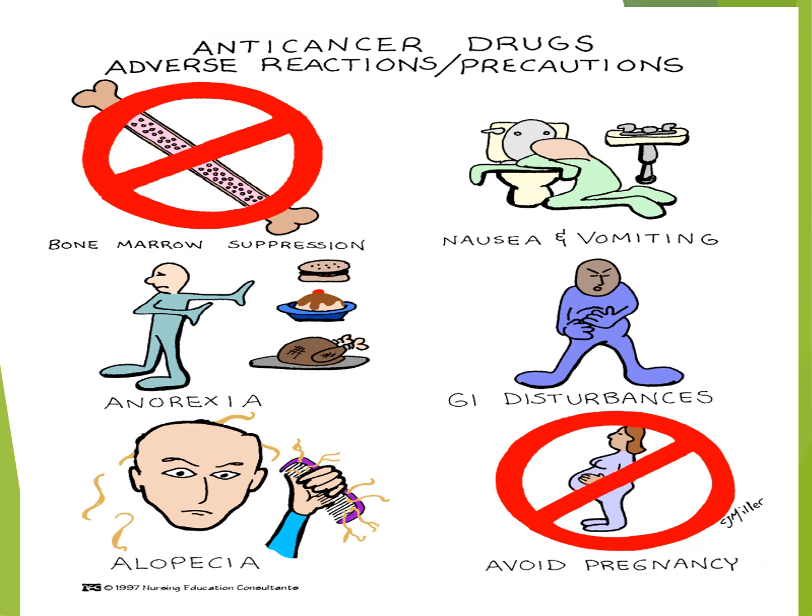Anti-cancer drugs, adverse reactions, precautions you want to make sure that you're aware of, right? Bone marrow suppression, so increased risk for, of course, low WBCs, platelets, low H&H, right? Nausea and vomiting, anorexia, GI disturbances. They cannot get pregnant, and alopecia.